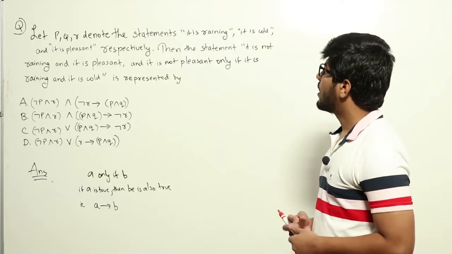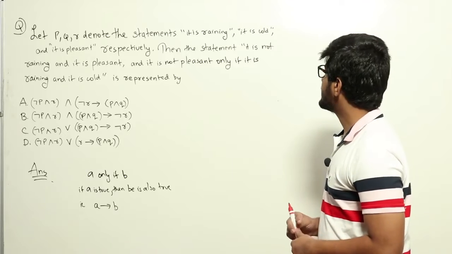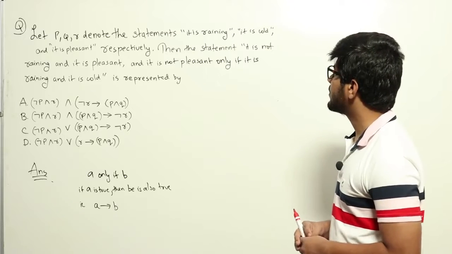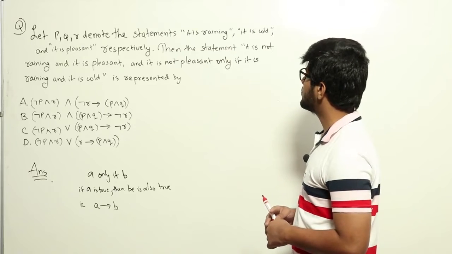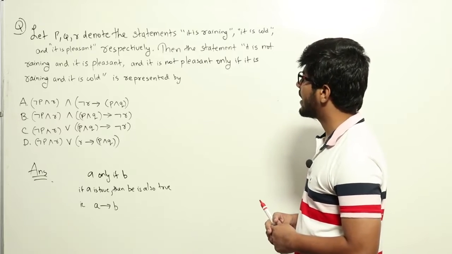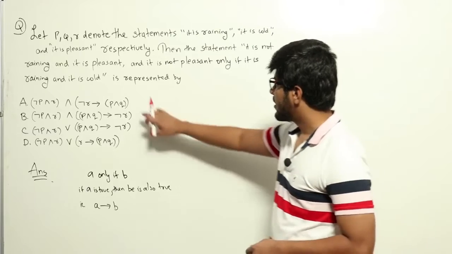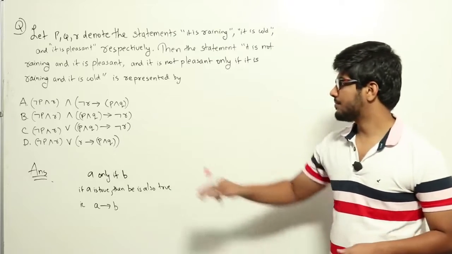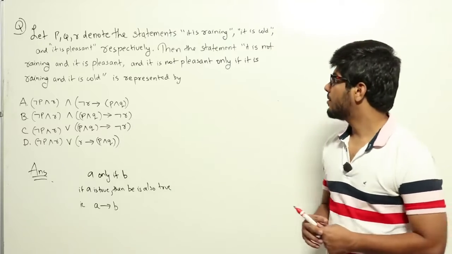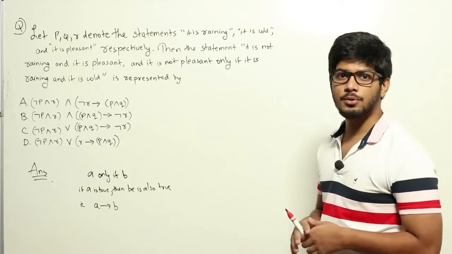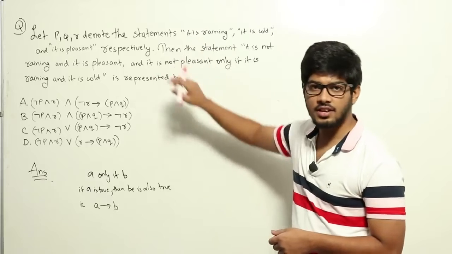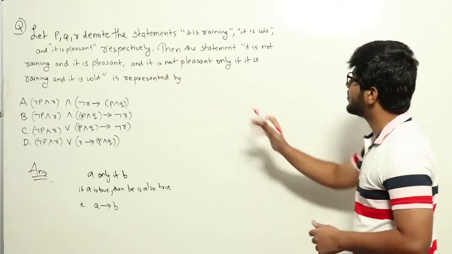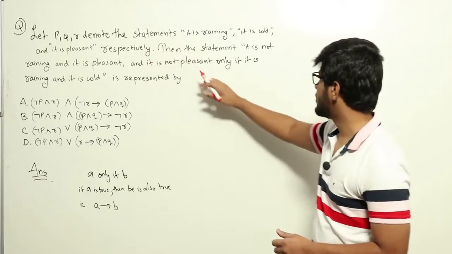Let P, Q, R denote the statements it is raining, it is cold and it is pleasant respectively. Then the statement it is not raining and it is pleasant and it is not pleasant only if it is raining and it is cold is represented by, and they have given us these 4 statements here. Now this is a question from propositional logic. We need to find out which among these is equivalent to the sentence given in English here. So there might be some confusion regarding how we should read it.